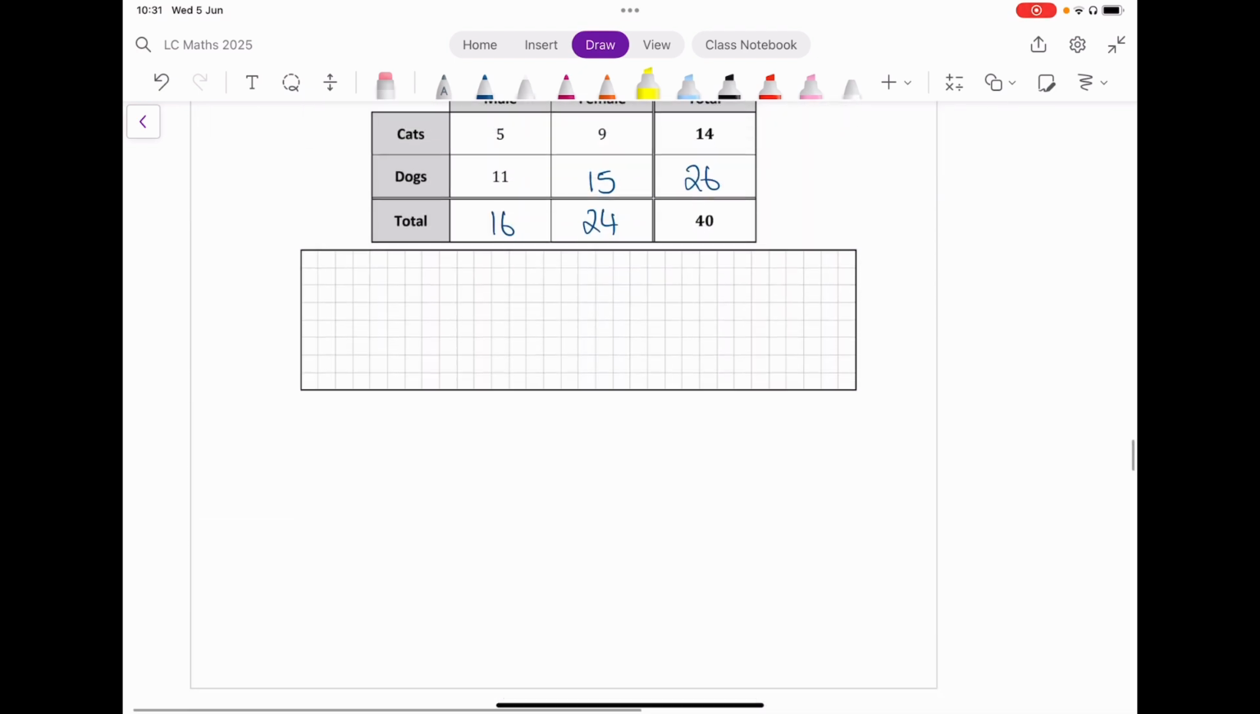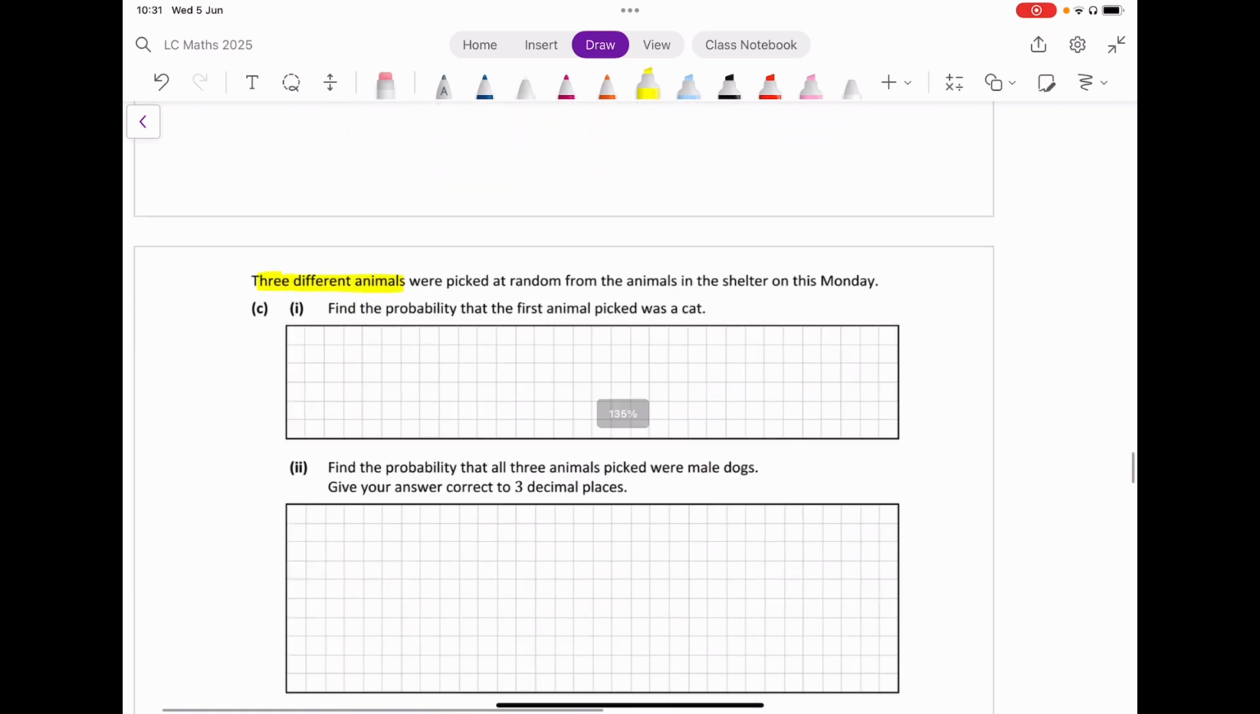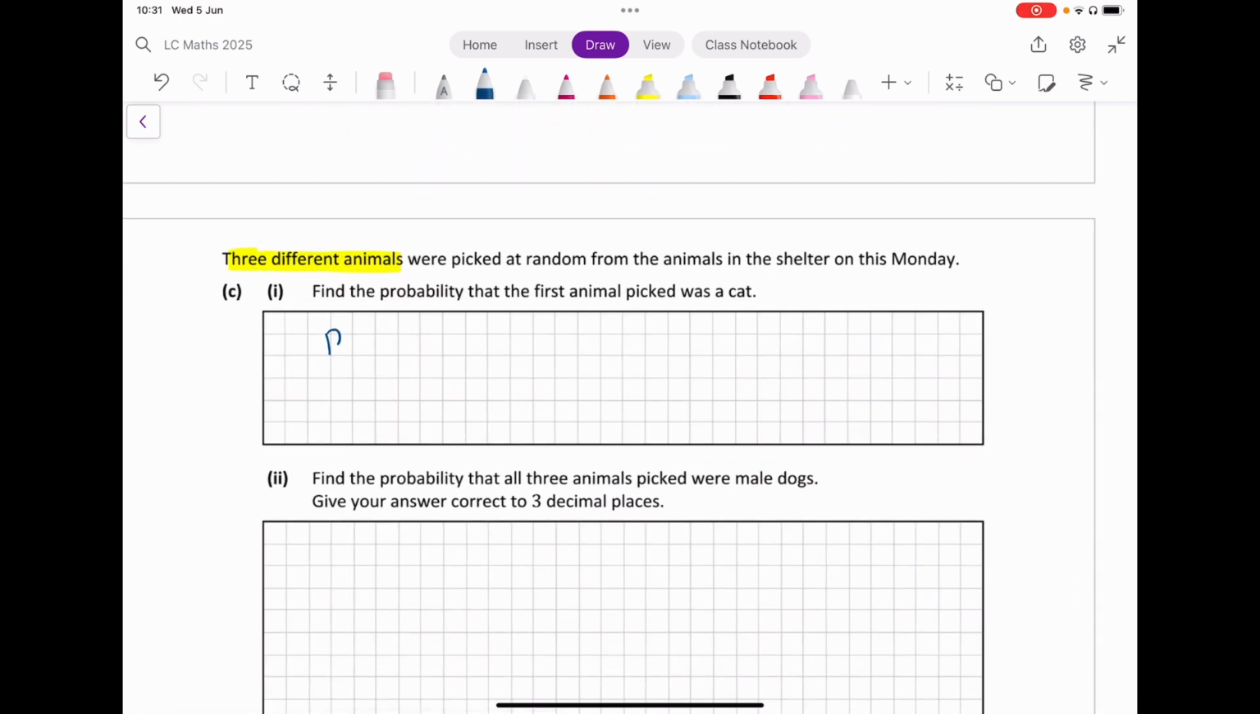So we need to know what the probability that it's a cat is going to be. So let's have a look. How many cats were there? There are 14 cats, and there are a total of 40 animals. So that means that the probability that it's a cat is going to be 14 over 40, which simplifies down to 7 over 20. Again, just throw 14 over 40 into your calculator and simplify it for you, or you can say to yourself 14 divided by 2 is 7, and then 40 divided by 2 gives us 20.